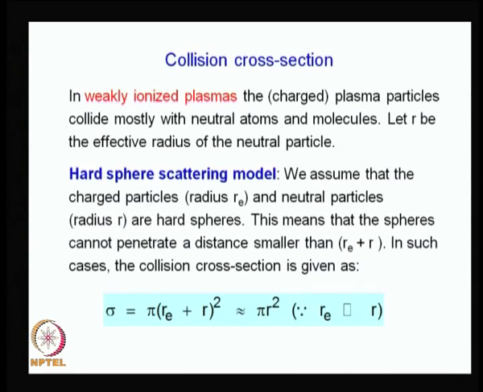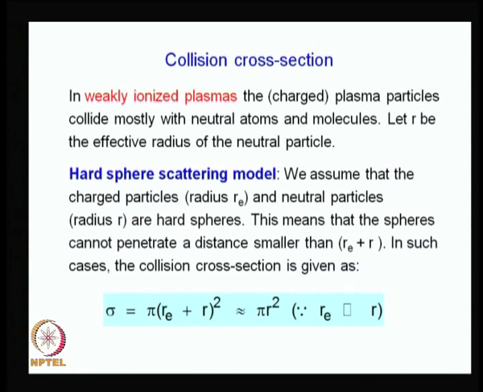We can describe this scattering process using the hard sphere scattering model, and in the hard sphere scattering model we assume that the incident charged particles, say of radius Re, and the neutral particles of radius R are hard spheres. What does this mean? This means that the spheres cannot penetrate each other. So, they cannot penetrate a distance that is smaller than Re plus R. If this is one sphere of Re and another sphere of R, they cannot get into each other. This will be the smallest distance between them, Re plus R.